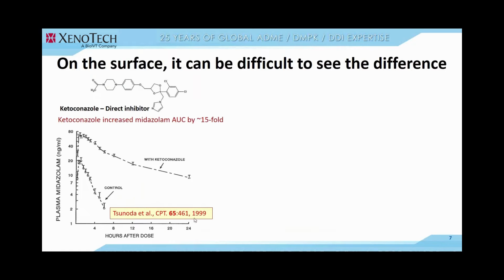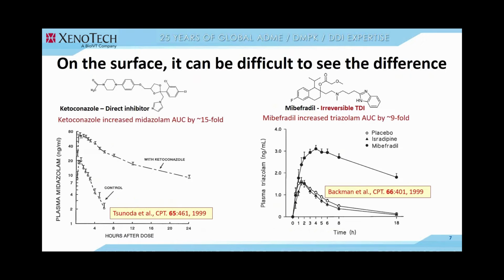This is one of the seminal papers from 1999 showing this. It was, of course, known beforehand. But around the same time, Jana Beckman's group published this in 1999 and showed that mibefradil, which is now known to be an irreversible time-dependent inhibitor, increases triazolam AUC by about 9-fold. Within 10 months of mibefradil being approved, it was actually withdrawn from the market because of this potent inactivation of CYP3A4.